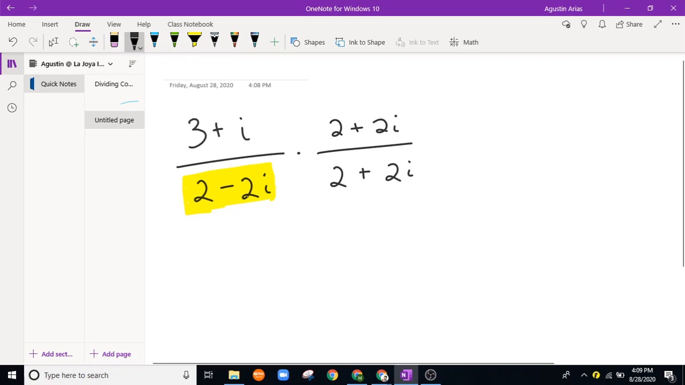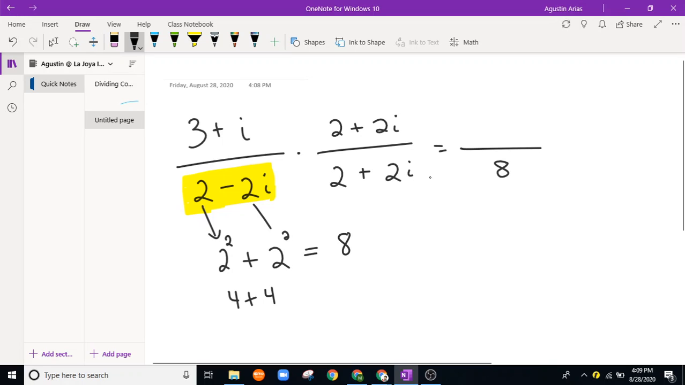Okay, shortcut for the denominator. You take these two numbers and you square them, no matter what they are. In this case, they were both 2's, but it doesn't matter. And you're going to add them. So that's going to be 4 plus 4, which is 8. So my denominator is 8.